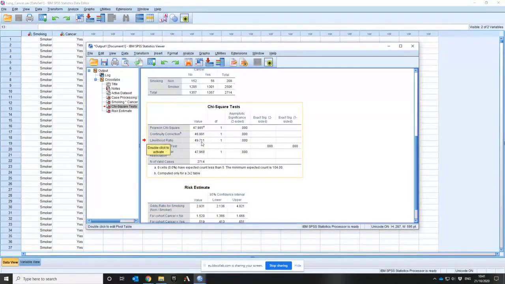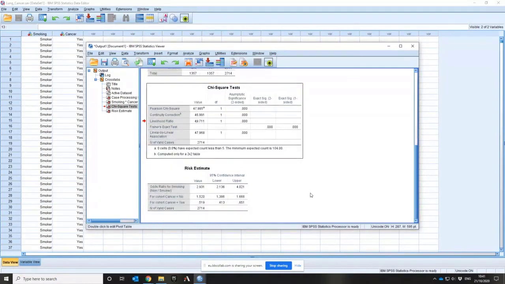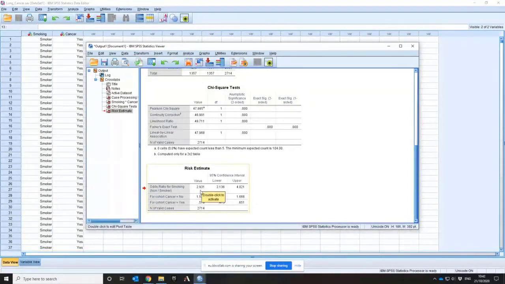Likelihood ratio 49.971, and still naught. There's absolutely no chance that smoking is not related to cancer. And then you can look at the risk ratio. So it's telling you that the smokers are 2.931 times as likely to have cancer than the non-smokers. The p-value is significant whenever it's less than 0.05.